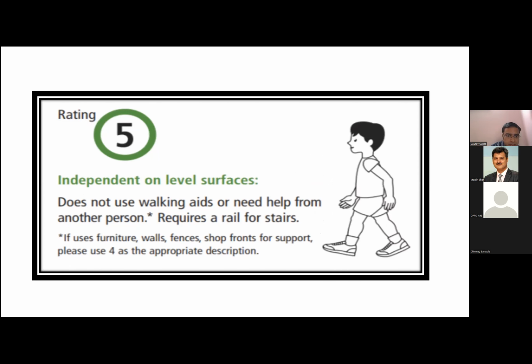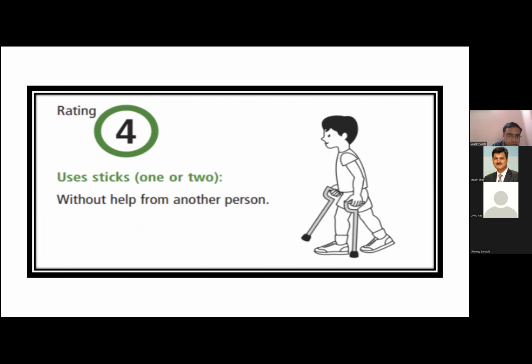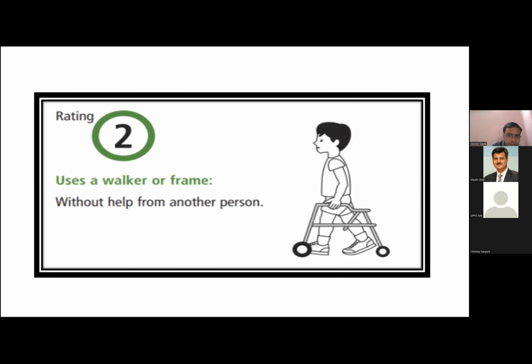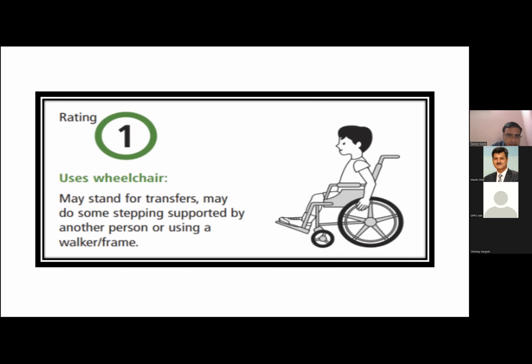If the child uses furniture, walls, fences, or shop fronts or some kind of support, then we have to grade him into grade 4. Grade 4 is where the child uses stick, either one or two sticks, but he does not need help from any other person. Grade 3 is when the child uses crutches, no help from any other person. Grade 2 is where the child uses walker, but no other physical assistance. And grade 1, where the child uses wheelchair.